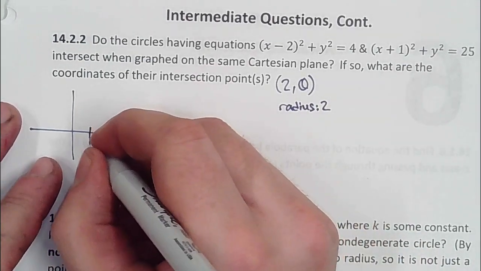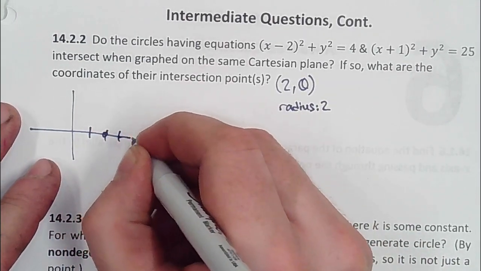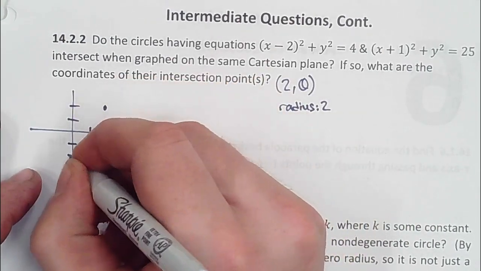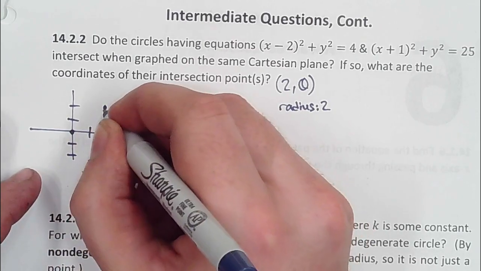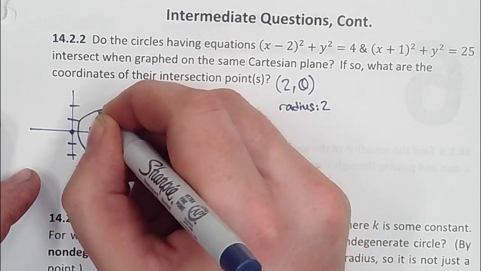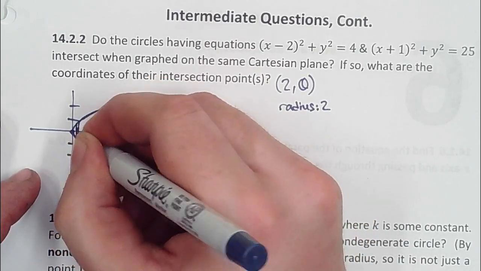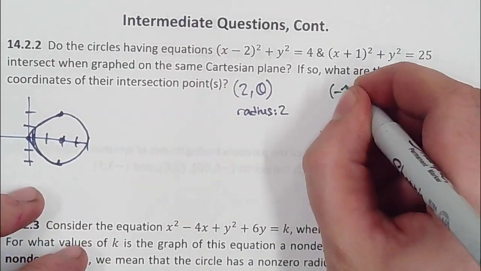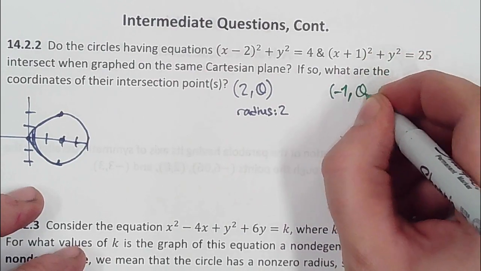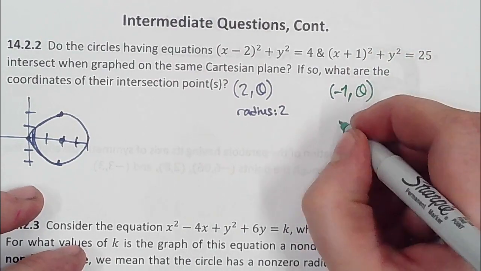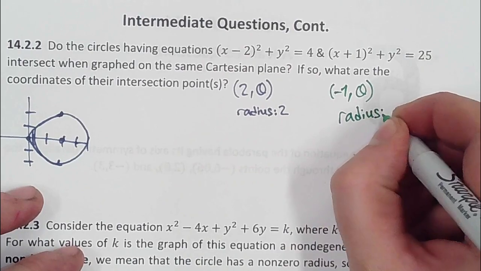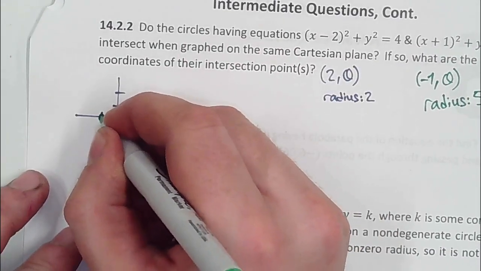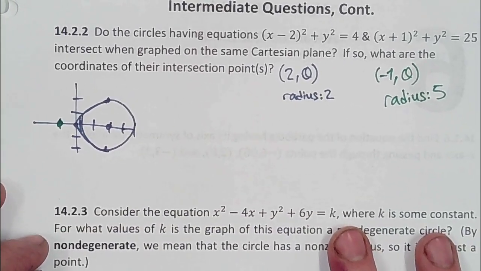So if I graph this, 2, 0 is here, and if my radius is 2, I'm going to go out 2 in every direction. And now I've got my circle. And I missed this guy. There we go. Over here, my center is -1, because that will make that 0, and 0 for this. And my radius, of course, is not 25, but 5. So if I graph this, at -1, 0 is my center, and my radius is 5.